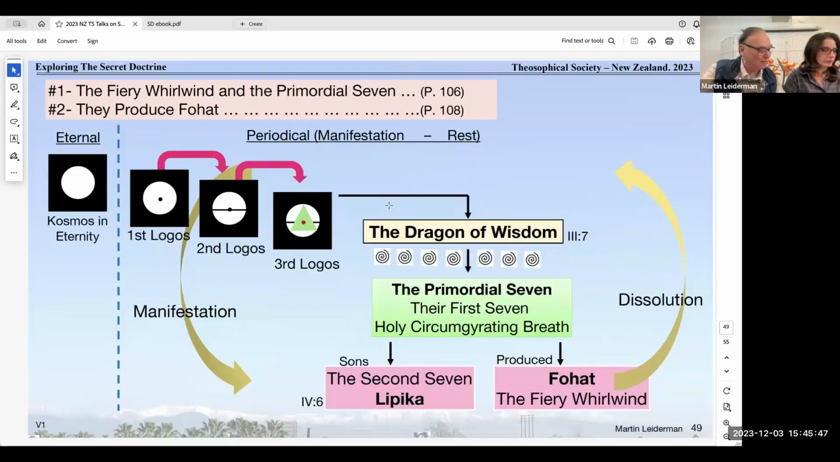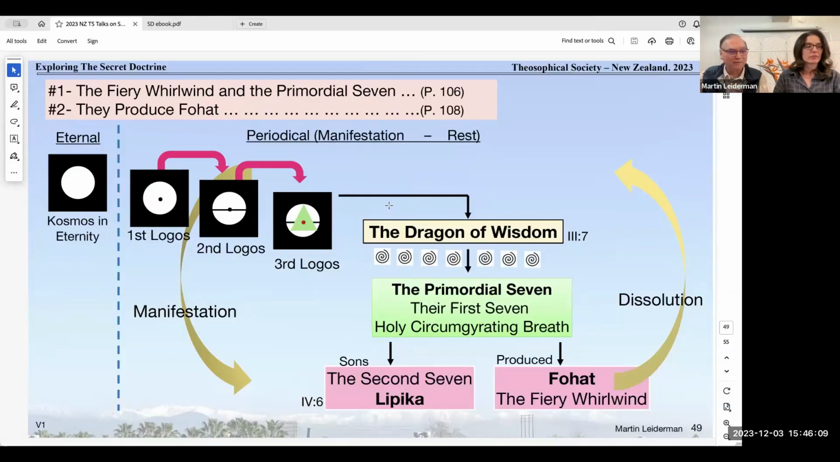So will you read 5:1? All right. Look at the graphic, the illustration, and listen to Susan as she described. The stanza 5 starts with the dragon of wisdom. The one before that is what we know as the universe that is eternal and periodical.